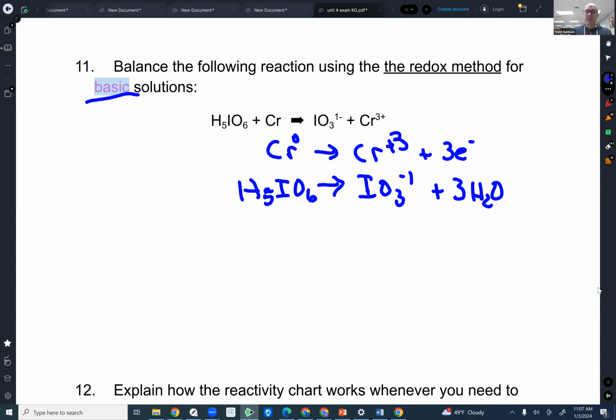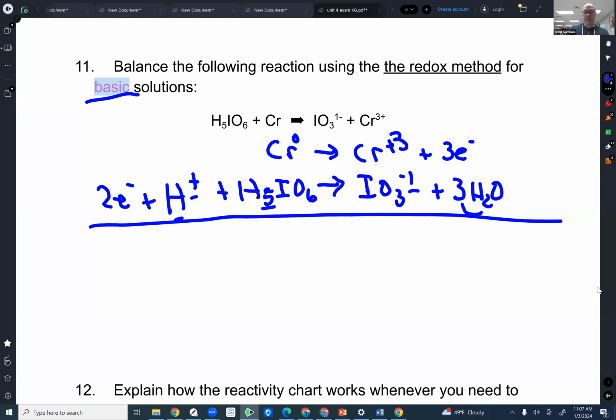to this side. Because of that, I need to add 6 hydrogens to this side. Whoops. I need to not add 6 hydrogens. I already have 5 hydrogens. I only need to add 1 hydrogen to the left. I have 6 hydrogens here, and 5 plus 1 would give me the 6 that I need. Now it is balanced. But my charges are not, because I've got a -1 here and a +1 over here. So that means I need to add 2 electrons to this left side. In doing so, I now have created a -1 on both sides.